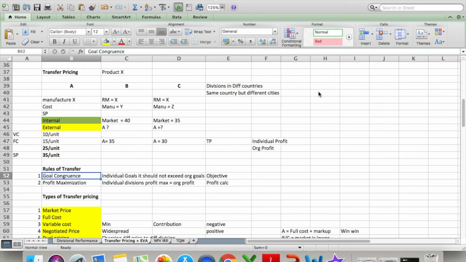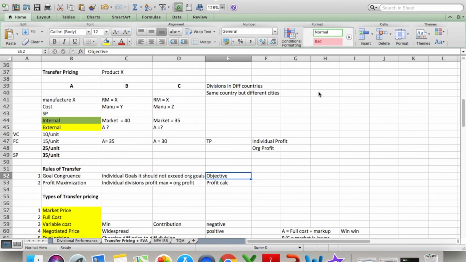Number first is called goal congruence. Goal congruence means individual goals should not exceed organization goals. Goals means objectives. So the main aim of transfer pricing is not to create animosity between the three departments, but to create an atmosphere where all the three departments think and make decisions in a way that benefits the organization as a whole, not themselves individually, right?